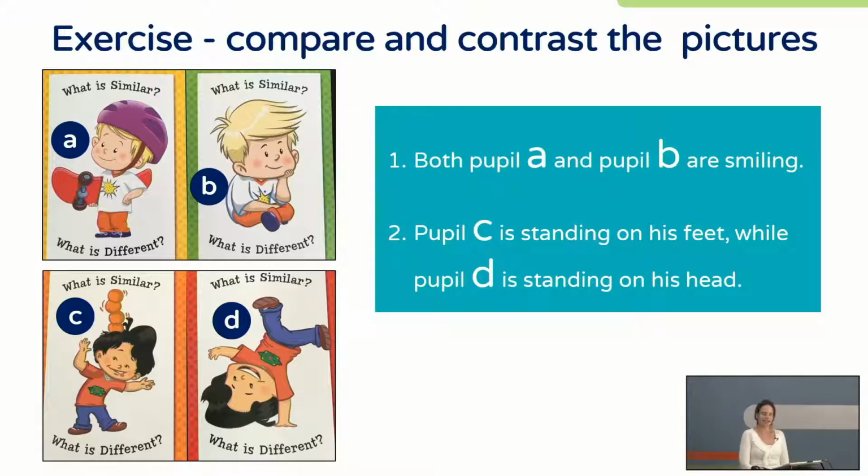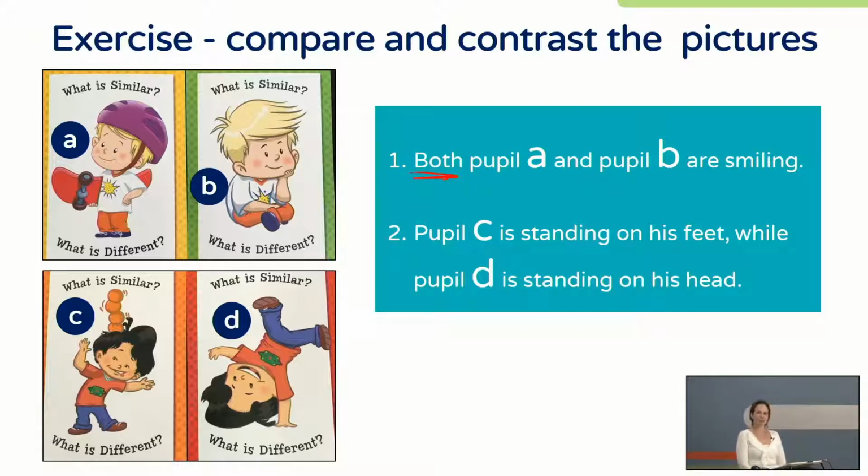So the first sentence that I did was, both pupil A and pupil B are smiling. Now, if you see here, I use the key word or the signal word, both. That shows that I'm showing how they are similar or alike to each other. There are other sentences that we could write as well. You could say, pupil A and pupil B both have orange pants. Pupil A and pupil B, they are both boys. So those are some other options. I wonder if we had any of the same sentences, you and I.